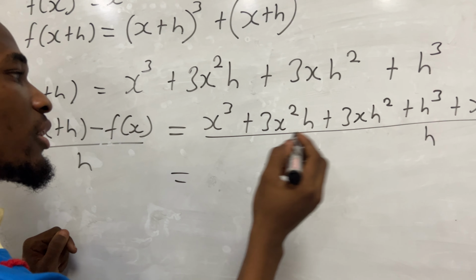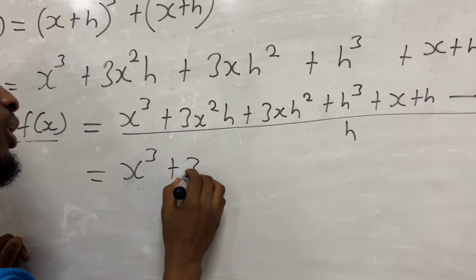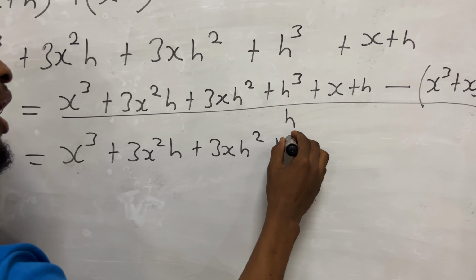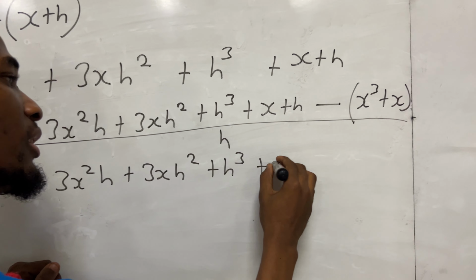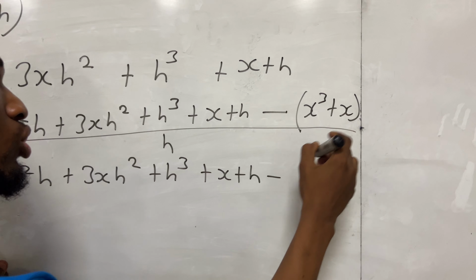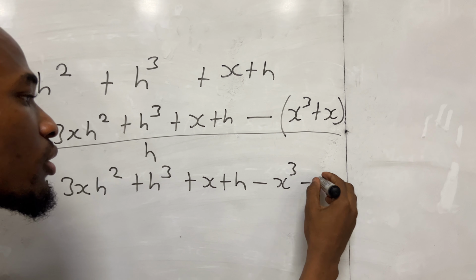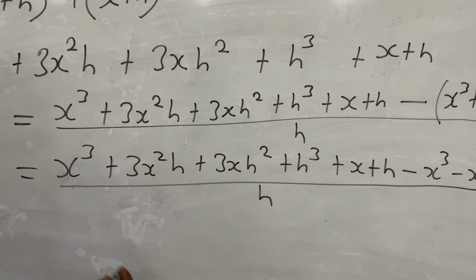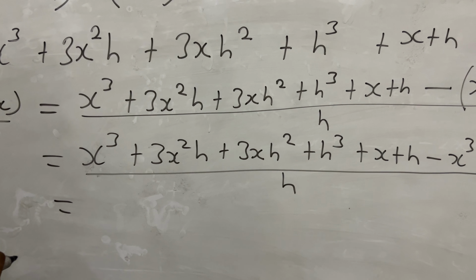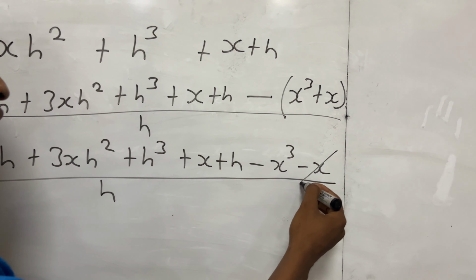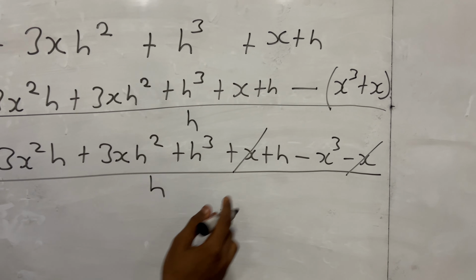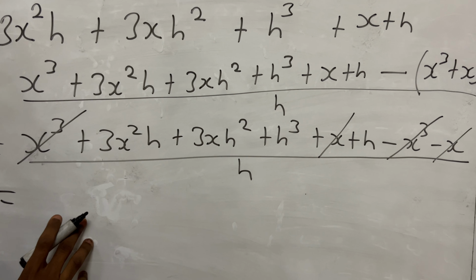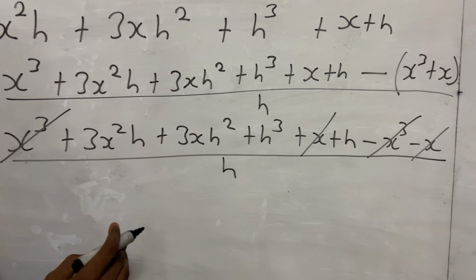Then I'll expand. So x cubed plus 3x squared h plus 3x h squared plus h cubed plus x plus h minus x cubed, then minus my x, all over my denominator h. So clearly, let's see the terms that can cancel out. Negative x will cancel positive x. Then negative x to the power 3 will cancel positive x to the power 3. Then what else? I think that is all.